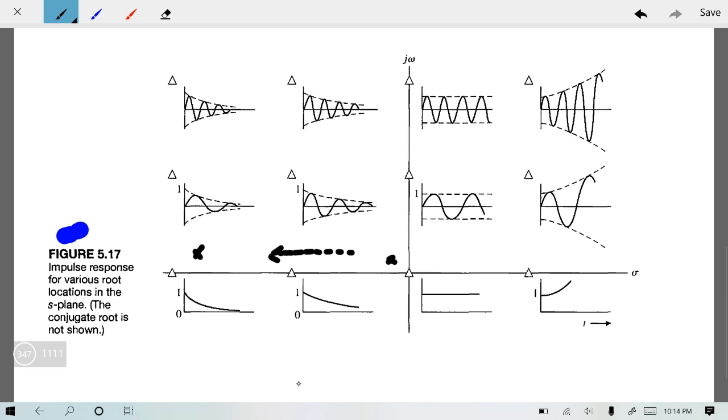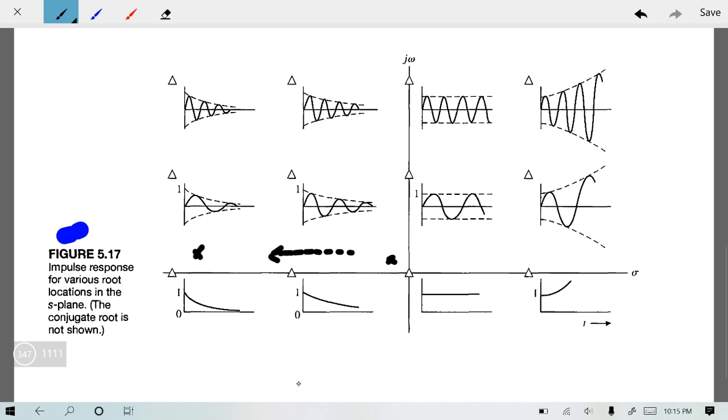Here you can see a growing exponential response of the system, which shows that if your pole lies in the right half plane, the system is unstable. Its response will be ever growing, an exponentially growing time response. And if you have a pole on the imaginary axis, the j omega axis, then your system response will be oscillatory. For a pole in the right half plane, you have an unstable system. For a pole on the imaginary axis, you have an oscillatory response.